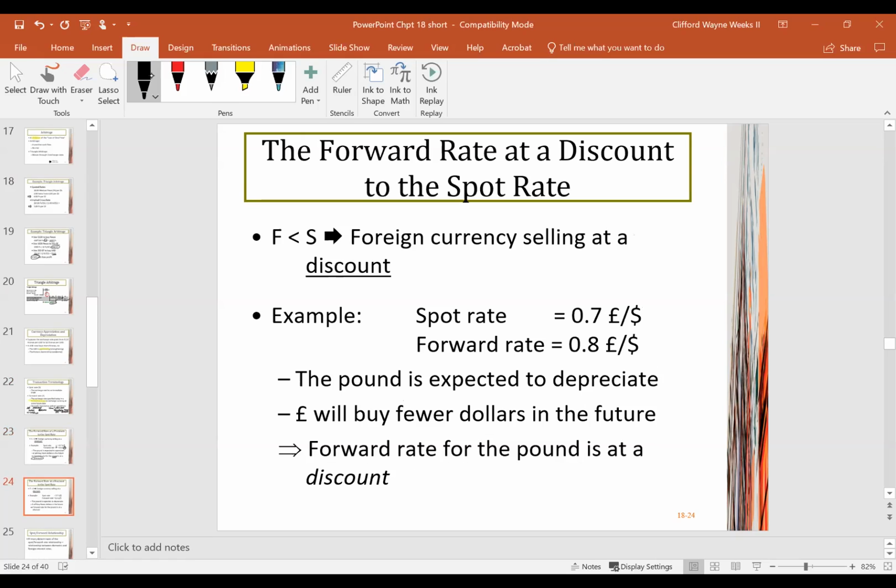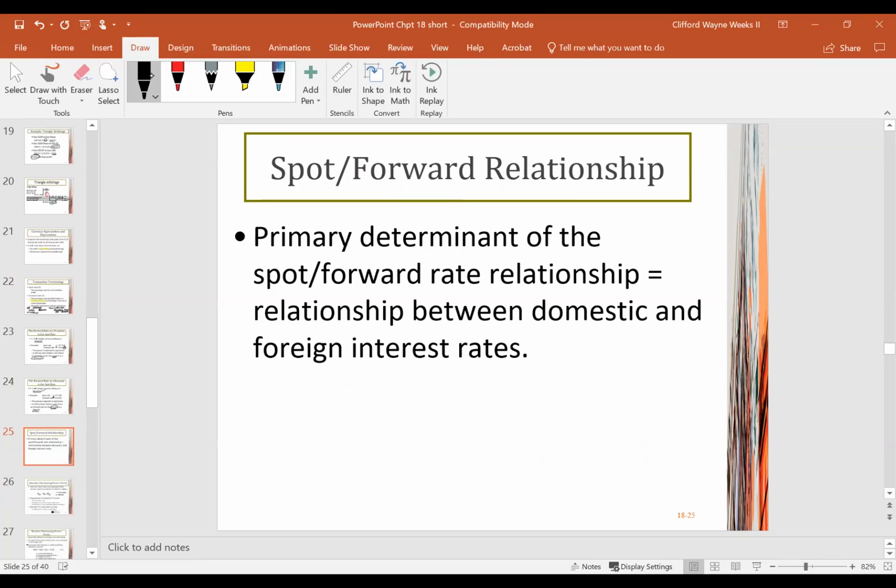And so, here the future is less than the spot rate, okay, it's going to sell at a discount. Right? And so they just show the opposite in this situation. The pound is decreasing against the US dollar. And so therefore the pound, not the US dollar, is at a discount. So the primary determinant of the spot forward relationship is the relationship between the domestic and the foreign interest rates. Okay.